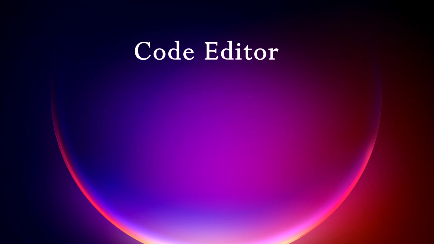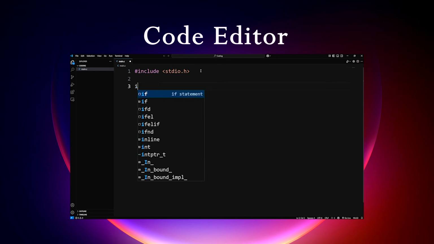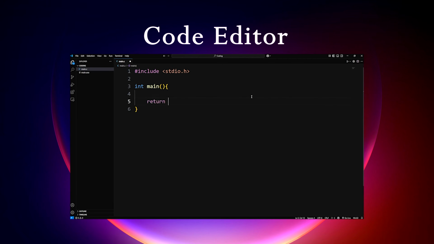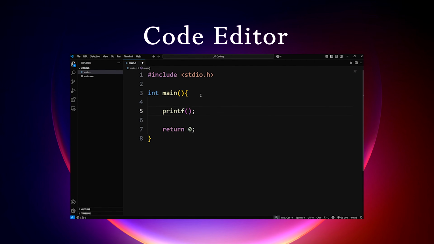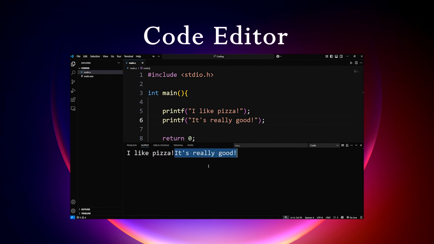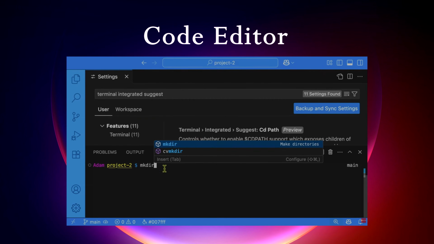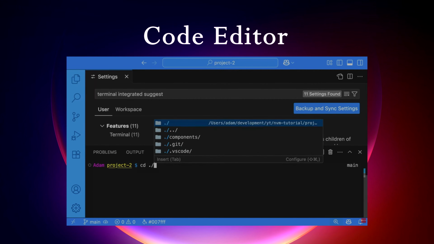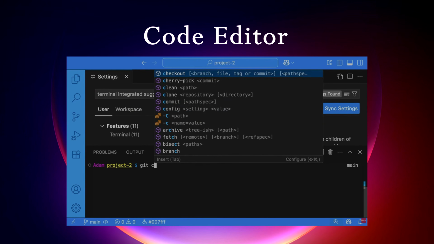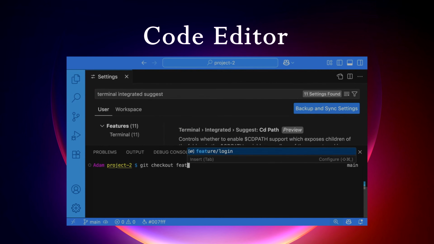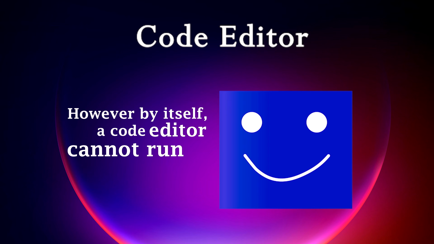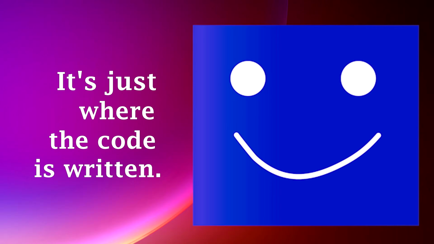A code editor is simply the place where you write your code, nothing more. You can even write C code in a simple text editor like Notepad, but using a dedicated code editor provided by an IDE makes the process much easier. It highlights keywords, formats your code properly, and makes it easier to read, navigate, and write. Modern code editors also offer features like IntelliSense, which suggests code as you type and helps reduce simple mistakes. However, by itself, a code editor cannot run your program. It's just where the code is written.